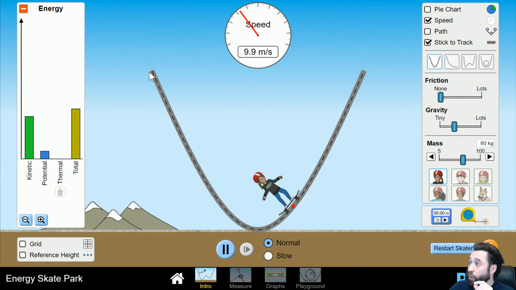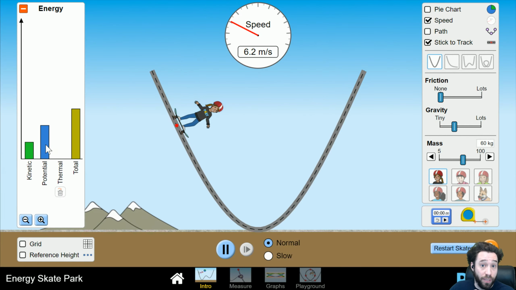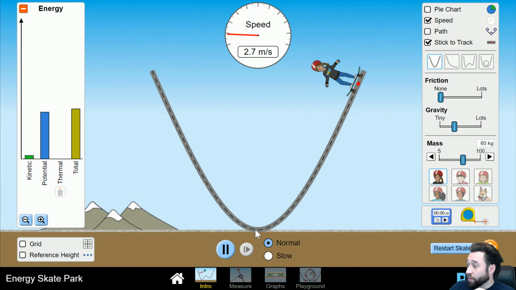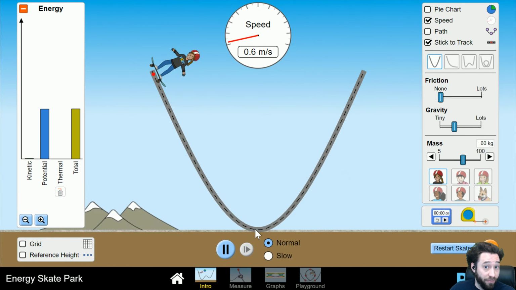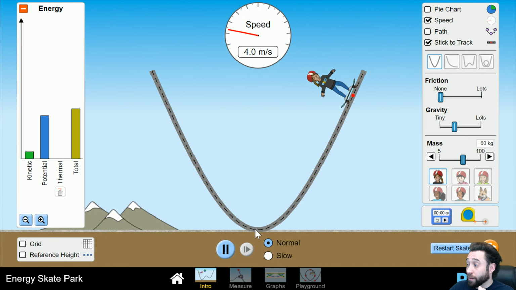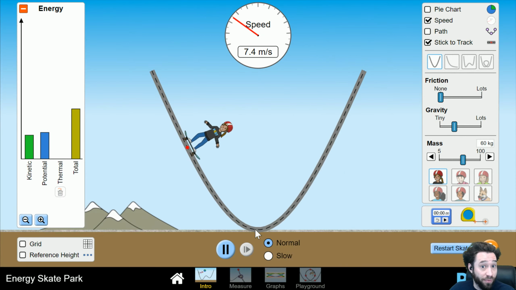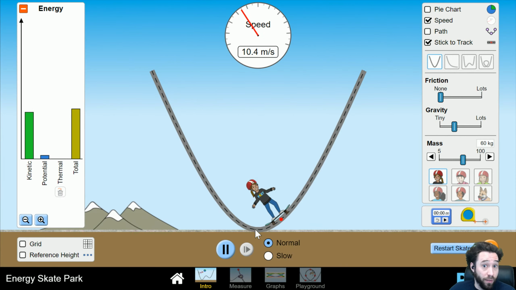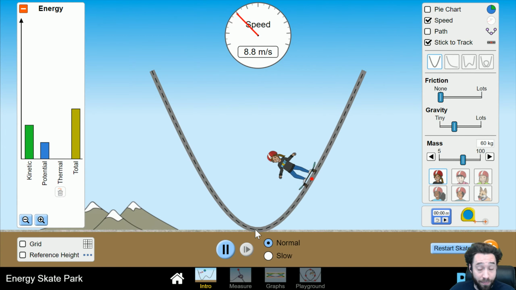And notice when they're at the maximum height, that's where the maximum potential energy is going to be. When they're at the very bottom, that's where they're going to be going the fastest. And because that's going to be the maximum velocity, that's where the maximum kinetic energy is going to be.